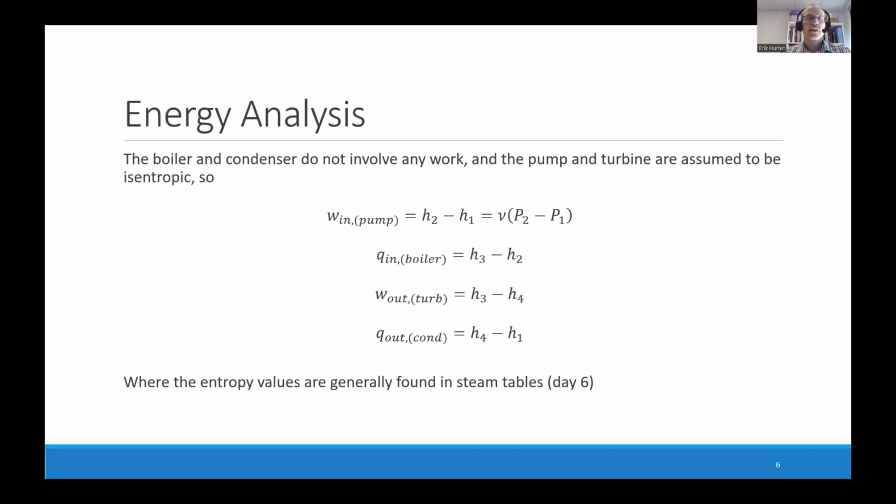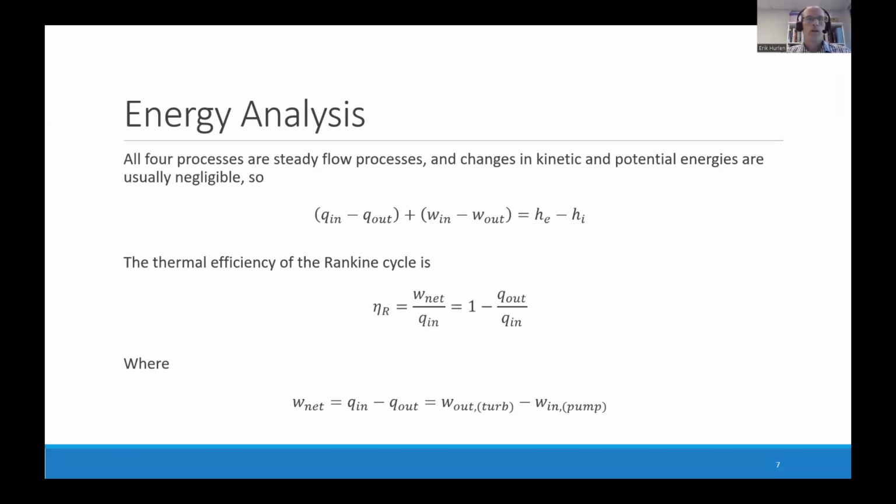To do the calculations, the values of the enthalpies are usually found using the steam tables A-4, A-5, A-6, etc., knowing the phase and pressures and/or temperatures at each state. From the first law, we have work and heats coming in and out. There are no changes in kinetic or potential energies. So from the first law, we have Q_in minus Q_out plus W_in minus W_out equals h_e minus h_i, which for this closed system is going to be equal to 0.